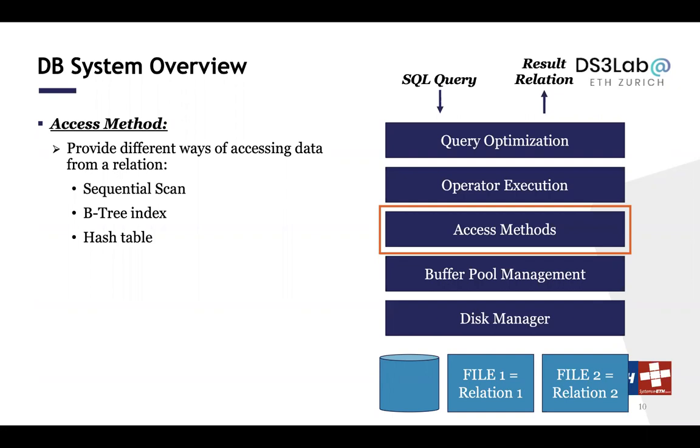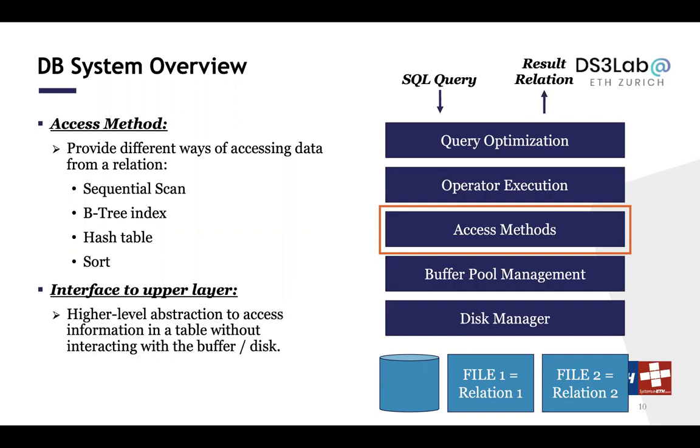So in this layer, the access method layer, essentially provides a whole bunch of ways that you can access information from a relation. To do that, it's going to have a sequence of calls to the buffer pool manager to fetch different pages, which in turn is going to call the disk manager to get the real page. So what is the interface that the access method layer is going to provide to the upper layer? I'm giving you a higher level abstraction to access information in your table without interacting with the buffer or disk. Every layer above it is just going to use all those access methods provided by this layer. They do not talk to the buffer, they do not talk to the disk manager, they only talk to the access method layer.